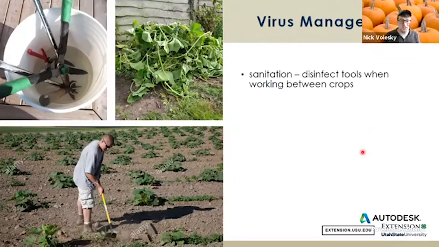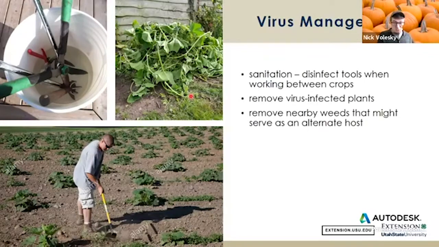So let's talk about how we can manage viruses in general. Like I said earlier, sanitation is key. You want to disinfect your tools, especially when you're working from crop to crop. You want to remove any infected plants, because unfortunately, once a plant is infected with a virus, there's no way to treat it. It's kind of done for. So the best way is just to prevent it in the first place.